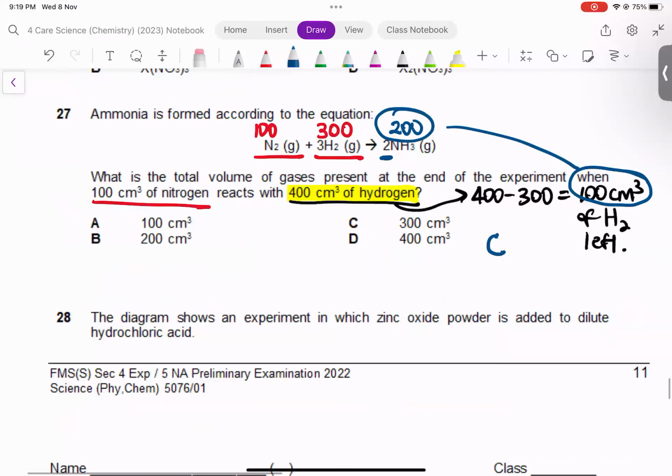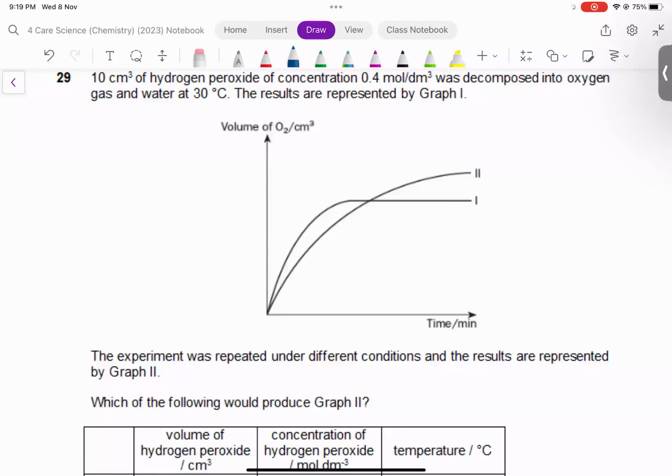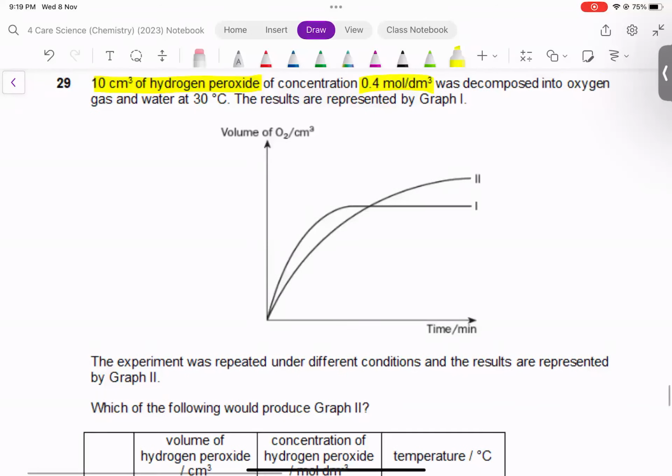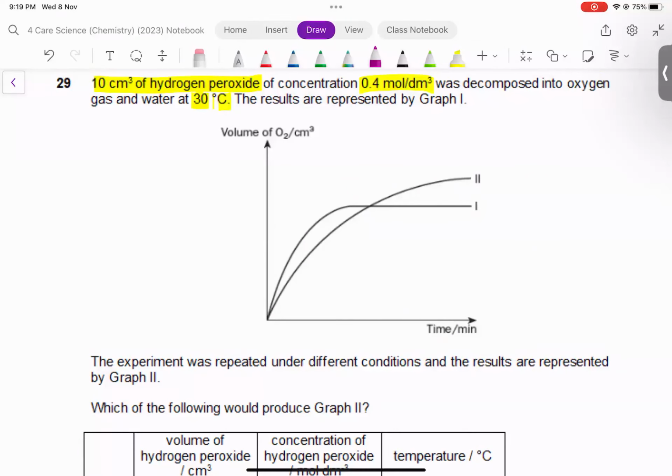And now let's go to question 29. 10 cm cube of hydrogen peroxide of concentration 0.4 moles per dm cube was decomposed into oxygen gas and water at 30 degrees Celsius. So you're measuring the volume of oxygen gas in this case. And you notice you did a second experiment. Graph 2 shows the second experiment.